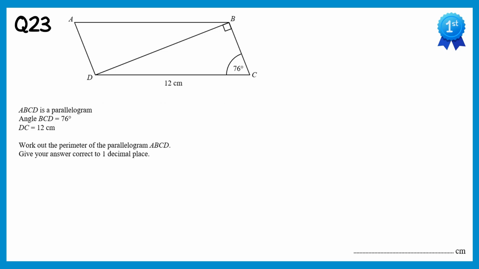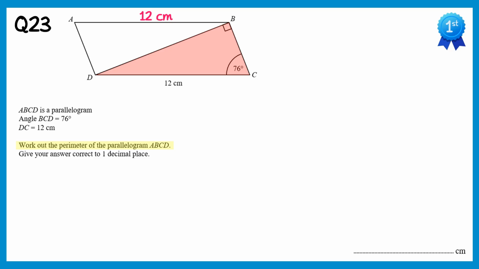For this question, we need to find the perimeter of this parallelogram. To find the perimeter, we'll need to know the lengths of all of the sides. Now we can see the side DC on the bottom, that's 12, which means the side at the top, AB, must also be 12. So we're just missing AD and BC. Let's focus on this triangle here, DBC. We can see from the right angle in the question that this triangle is a right angled triangle.